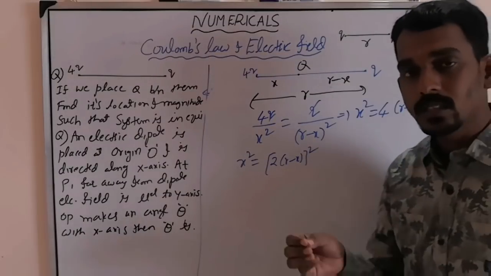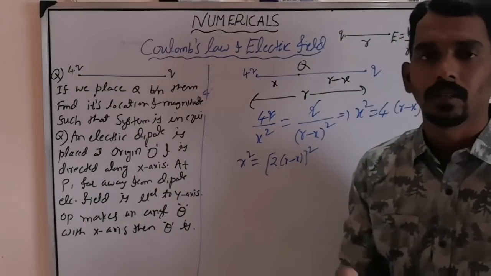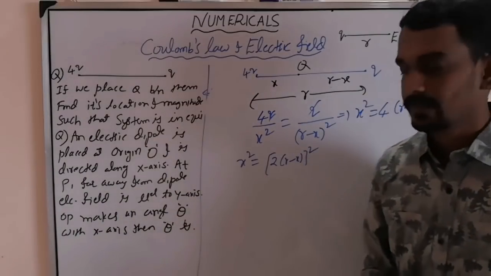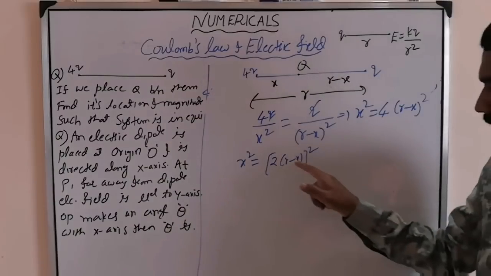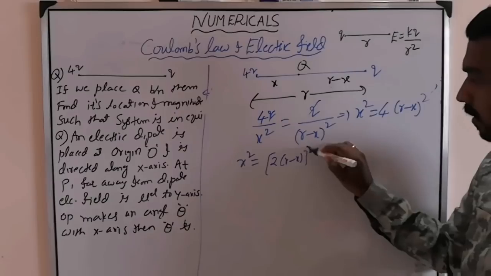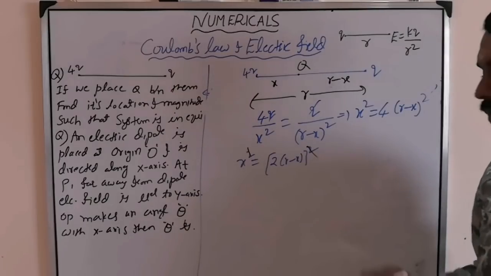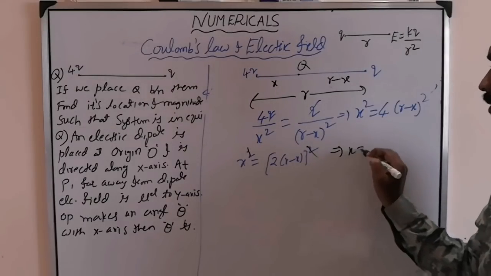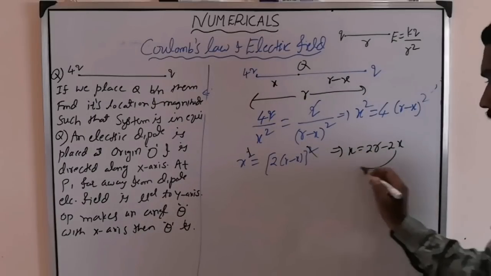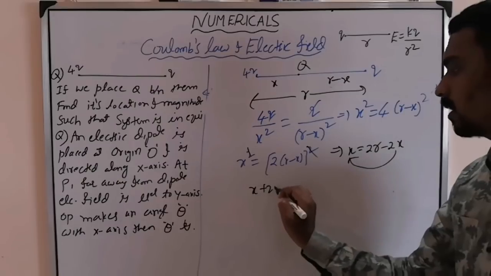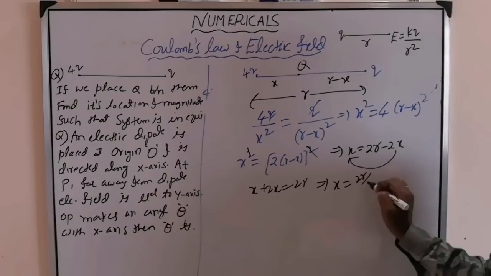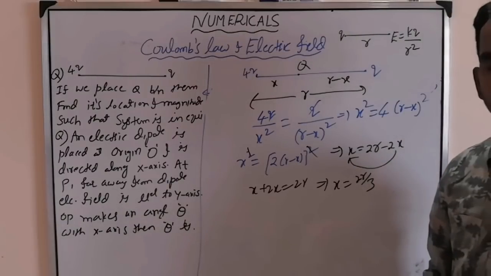This is not physics. This is called mathematical manipulation, simple manipulation, which depends upon your practice. So here square, here square. So on both sides, what will happen? This power will get cancelled. So x equal to 2 into r minus x, means 2r minus 2x. Take this side. X plus 2x equal to 2r, which implies x equal to 2r by 3.